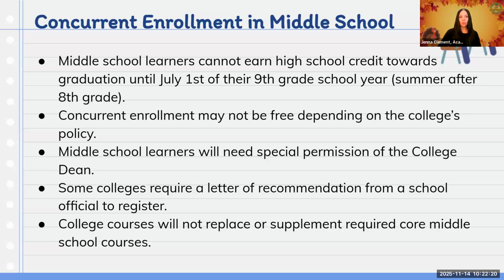Middle school learners will also need a form signed by the high school. So the high school academic counselor that is assigned to your student's last name will still be the one that signs off on it, even if your student is in middle school. Some colleges require some extra steps for middle school learners, like a letter of recommendation from a school principal or counselor. So if that is something that is being requested, let us know.